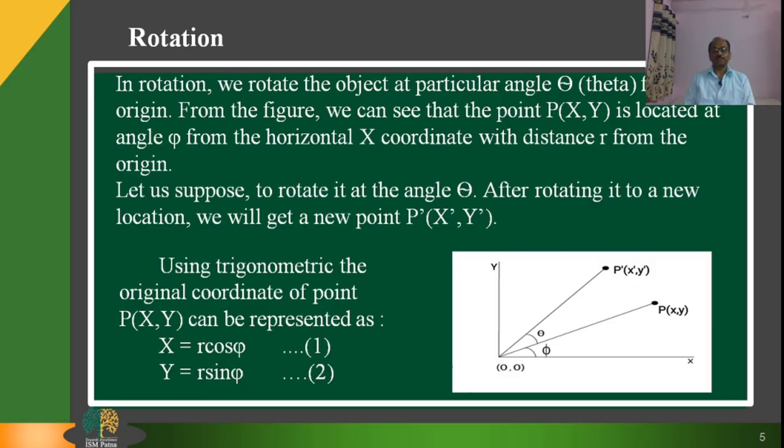After rotating it to a new location, we get a new point that is P x dash, y dash. So P x, y can be represented as x is equal to r cos phi and y is equal to r sin phi. So using these expressions, we rotate an object in our graphics.